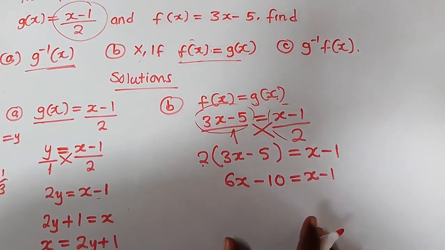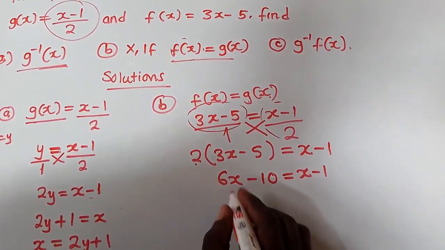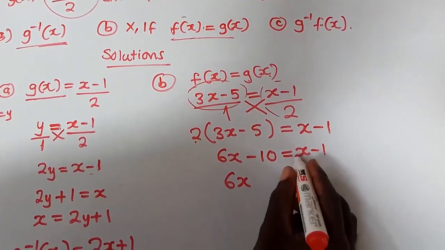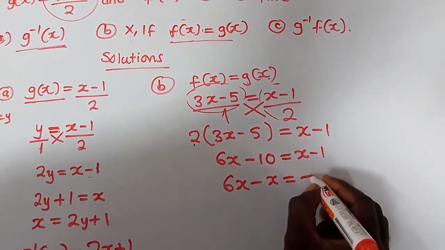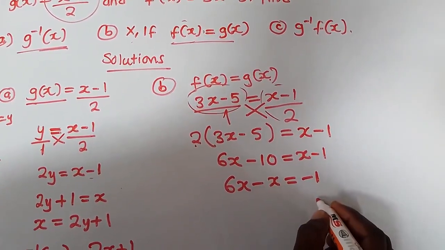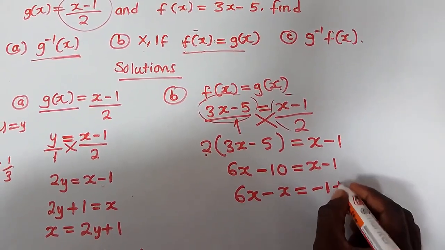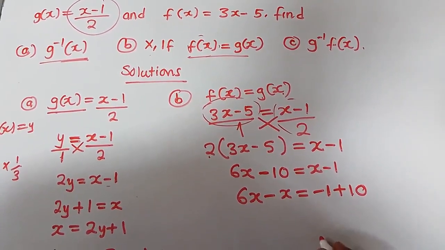So when you reach here now, what you need to do is to group like terms. So this is 6x. So when this one comes this side, it is positive, so when it comes this side, it's minus, which is equal to, there we've got negative 1. So if negative 10 goes this side, it becomes positive 10. We are going to have this.